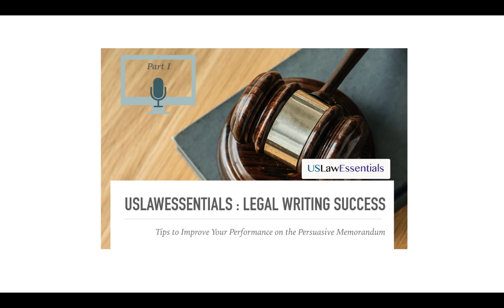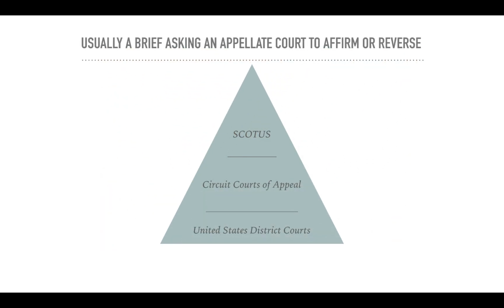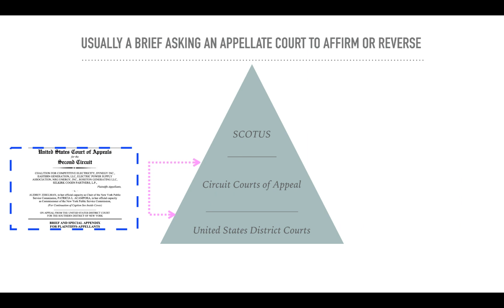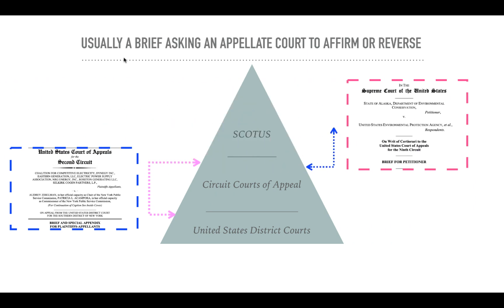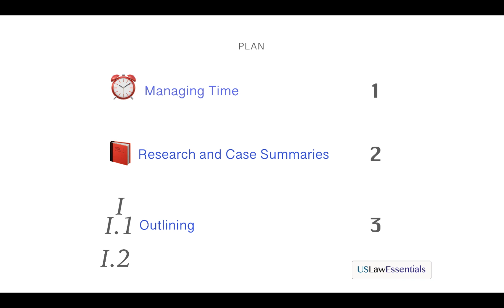This series is about improving your performance on the law school persuasive memorandum, usually a memorandum of law. Typically, this will be a memorandum of law in which you're asking an appellate court to either affirm or reverse a decision of an inferior court. We'll be focusing on 3 main topics in this first video: managing your time, research and case summaries, and finally, outlining. And along the way, we'll have a few tips and tricks.